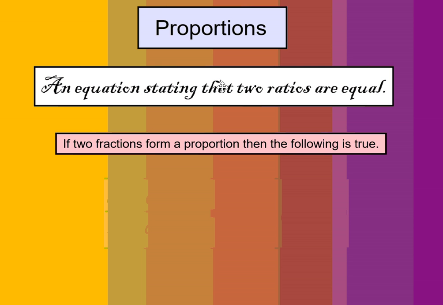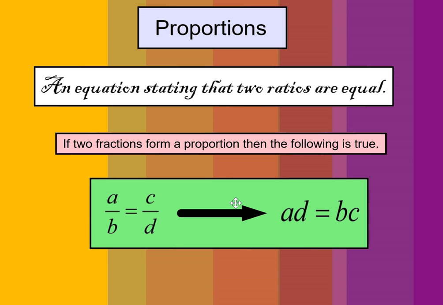Proportions are an equation stating that two ratios are equal. If two fractions form a proportion, then the following has to be true. A over B equals C over D if A times D equals B times C. A really good way I like to think about that is I call it the butterfly method, where basically you say A times D has to be equal to B times C.